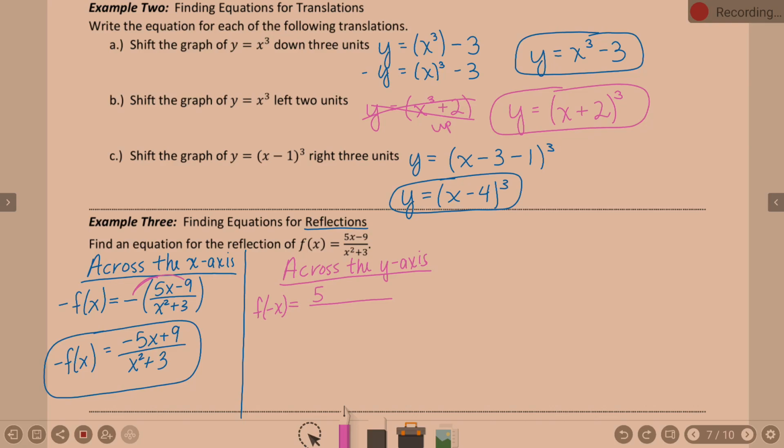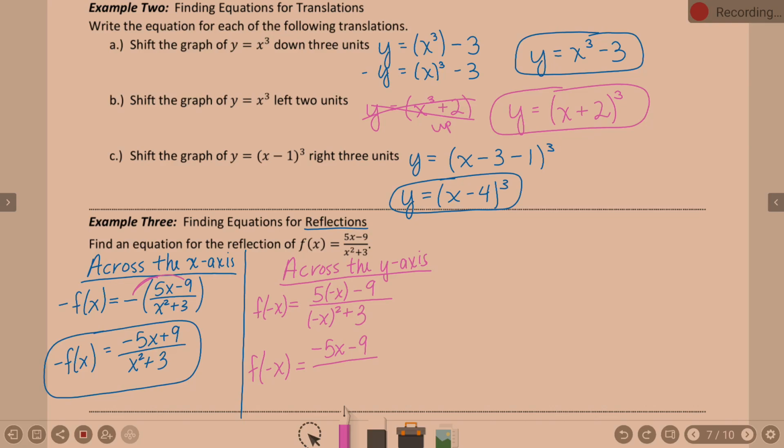So I'm going to write it out as 5 times negative x minus 9 over negative x raised to the second plus 3. Now this is just kind of my work step, and again, it's just to make sure everyone's on the same page. I'm not saying you have to show this work step necessarily, but I want everyone to see where we're going with this. I do ask that you clean this up and not just leave it like this, because this isn't good form. 5 times negative x is going to make it negative 5x, still with minus 9 on top.